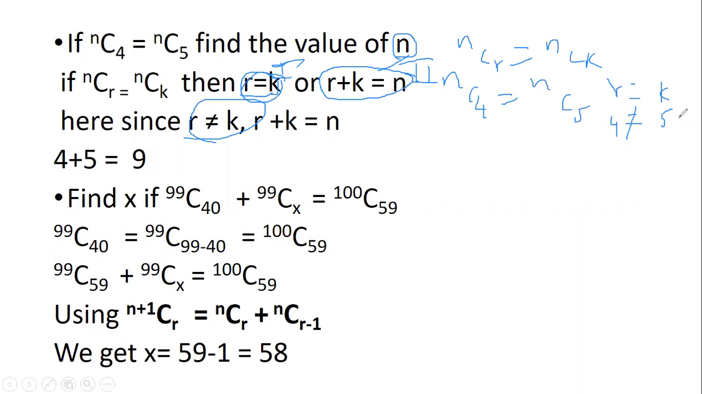Since the first condition did not work, let us check the second condition: r plus k is equal to n. So r is 4, k is 5, so the sum is 9, which is nothing but n. Therefore, the value of n is equal to 9, which means 9C4 is equal to 9C5. Okay, so that is the answer. Understood?